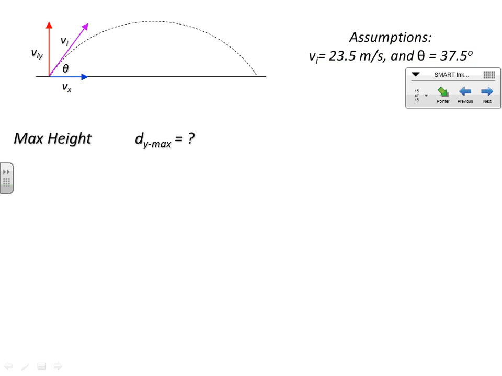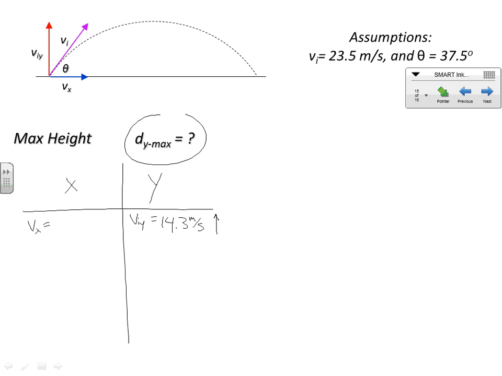Next, a typical vertical dy max problem, max height problem. Well, just like we did before, x, y. We already found VIY, 14.3 meters per second upward. All right, just going from before, right? Can I assume that we know how to still do that? VIY is VI sine theta.